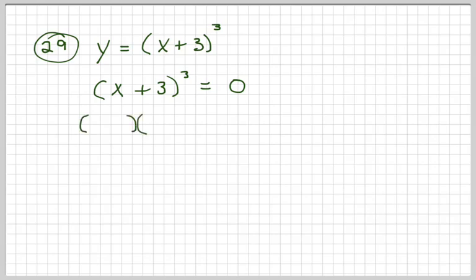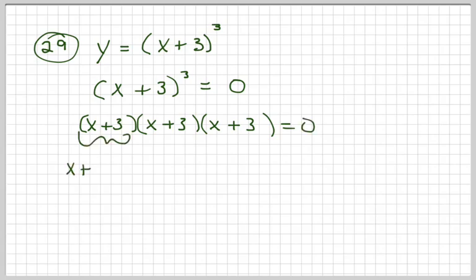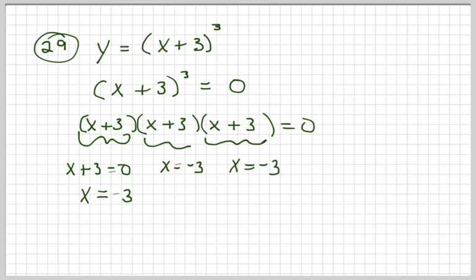By writing it with that exponent, they've actually told us that it factors as x plus 3, x plus 3, x plus 3 equals 0. Each factor gives you a solution. Now I'm not going to solve each one because they all give you the same solution. In this case we get negative 3 and it happens 3 times. So we say our solution is negative 3.